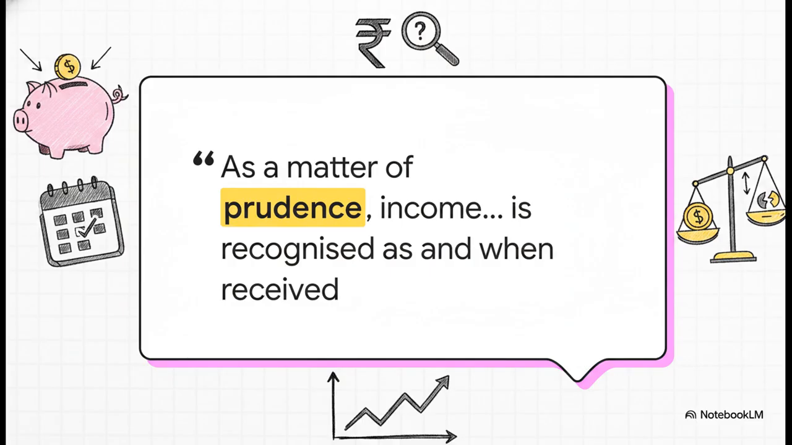Take a look at their exact wording here. They explicitly claim that as a matter of prudence, they are delaying income recognition. They're stating they'll only recognize it as and when received or on an accrual basis when the expected realization is higher than the outstanding loan.